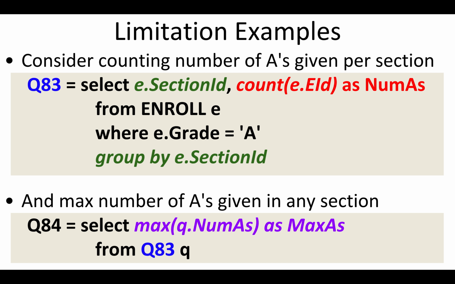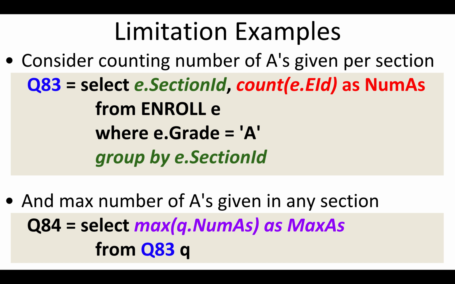First let's look at counting the total number of A's. That's easy. We just group by section, and we count the enrollment IDs. That tells us how many A's each section gave. We still don't know who has the maximum number of A's. We just know how many A's everybody gave. If we then use this result to feed into the next query, we can calculate the maximum number of A's, and this tells me that, out of the 3 sections, the maximum number of A's was 4.